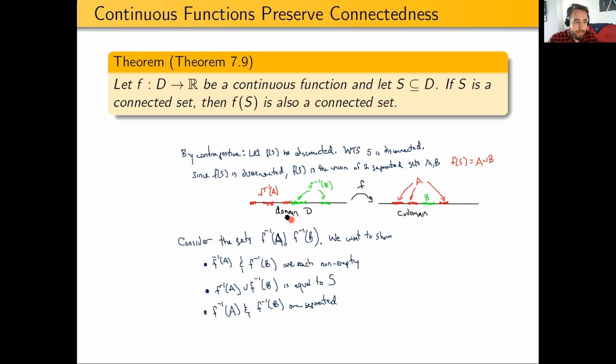First, F inverse of A and F inverse, well, first let's focus on this middle bullet point, because I think that will give us the first bullet point for free. F inverse of A and F inverse of B taken as a union is equal to the set S. Well, that makes sense because originally the set that we were looking at over here was equal to F of S, right?